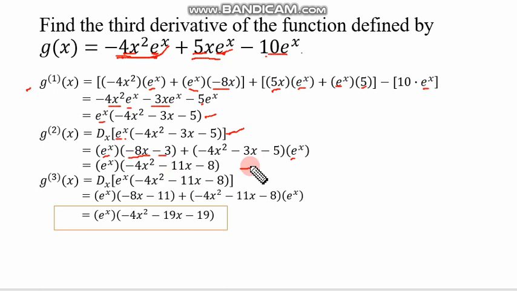Now we will get the third derivative, which is what the problem is asking for. So the derivative of the second derivative, e raised to the x times the quantity of negative 4x squared minus 11x minus 8. That's e raised to the x times the derivative of the second part, so that's negative 8x minus 11, plus the second part, negative 4x squared minus 11x minus 8 times the derivative of e raised to the x, which is itself. So the final answer is e raised to the x times the quantity of negative 4x squared minus 19x minus 19. So this is the third derivative and the answer to our given function.